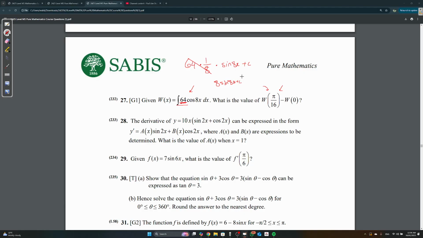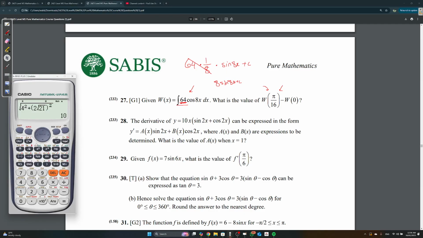Okay, and they want to do it in these bounds. You can just put this in your calculator. Let's do this. 8 sine, in radians. 8 sine pi over 6. No, 8x, right? So 8 times pi over 16, minus, you can say it's going to be 0.